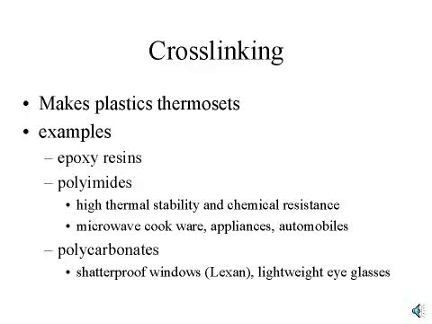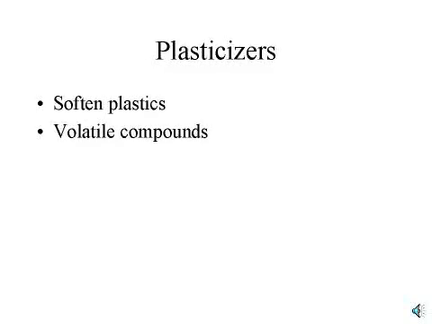And polycarbonates, another cross-linked polymer, also have strong properties. It's shatterproof windows and lightweight glasses. Another way to modify the properties of a polymer after you synthesize it is to add components. Plasticizers are added, which make plastics softer and more pliable.